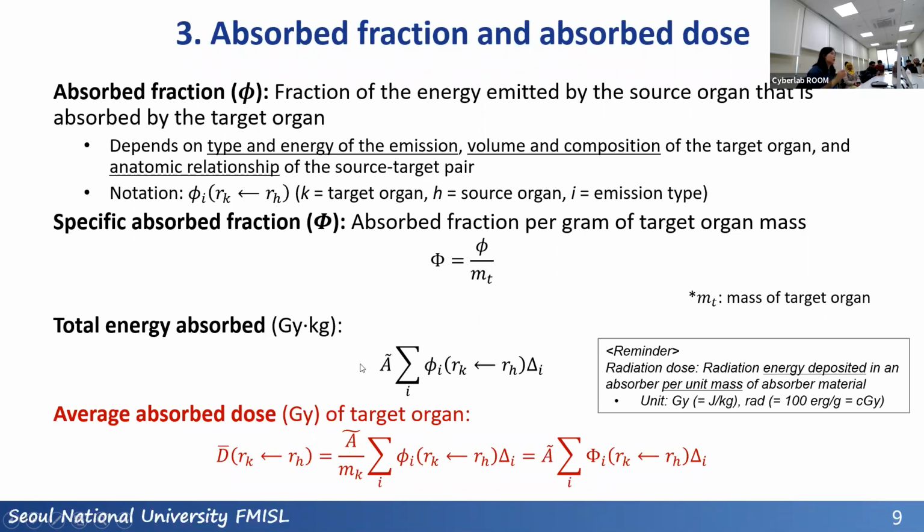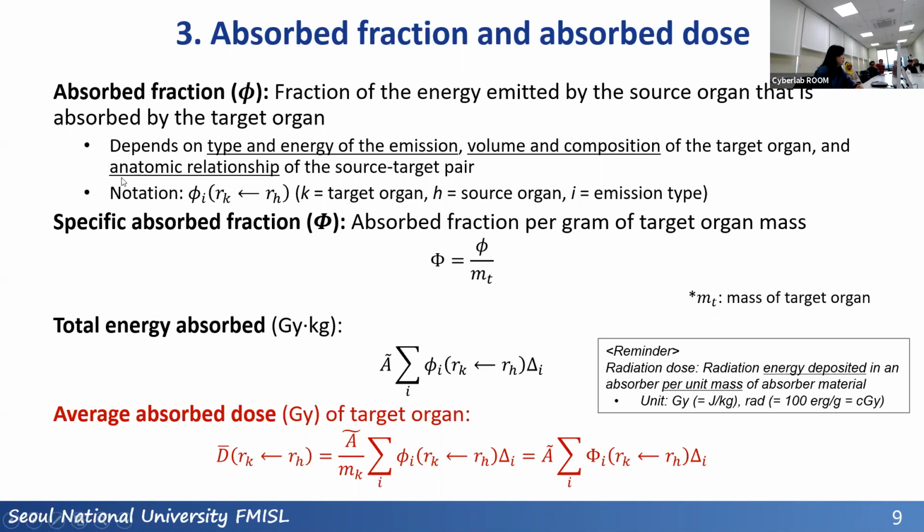So the third one, the last factor, is the absorbed fraction. This is a very important one, I think. The absorbed fraction is the fraction of the energy emitted by the source organ that is absorbed by the target organ. So energy emissions from the source organ will be distributed to nearby or far away target organs. It depends on the type and energy of the emission, and also if the target is big, there will be very large absorption, or if the density or composition is very high, there will also be a large dose.